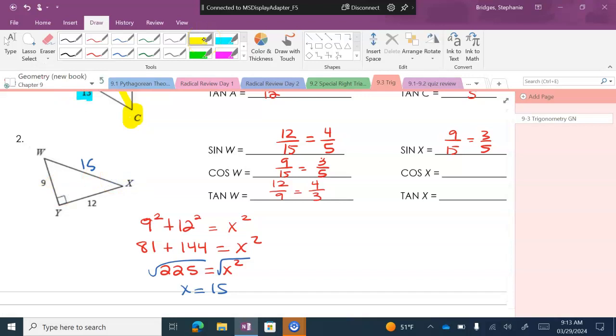Then we're going to do cosine, which is adjacent over hypotenuse. Which leg is adjacent to X? 12. And the hypotenuse is still? Okay, those can both reduce by 3 again, so that's going to give me 4/5. And then we're going to do tangent. Tangent is opposite over adjacent. What's opposite of X again? 9. And then the adjacent is 12. 9 and 12, again, can both divide by 3, so that's going to turn into 3 over 4.